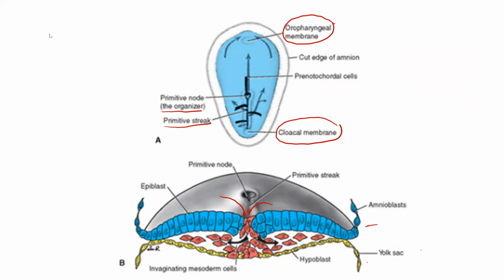So this will then become the ectoderm. The red ones will become the mesoderm. And then some of those cells will also, you can kind of see that here, be incorporated into the hypoblast, becoming the endoderm.